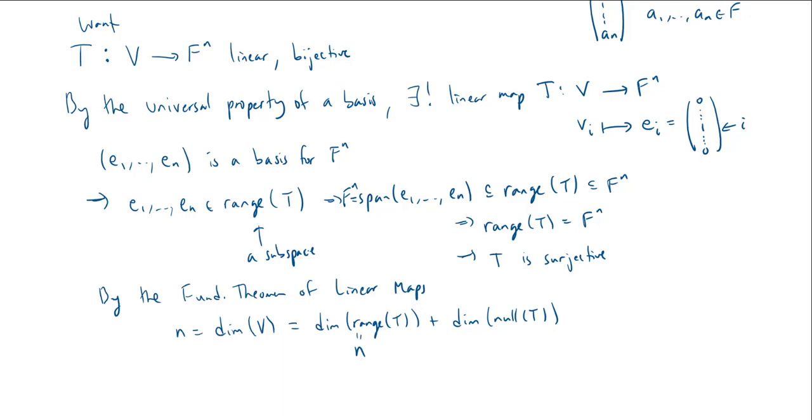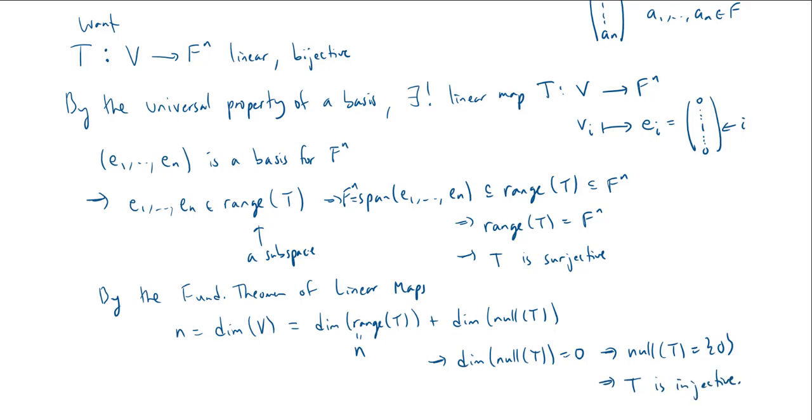Well, that means that n is equal to n plus some non-negative number. Well, that can only happen if the dimension is equal to 0. All right, well, there's only one space that has dimension 0, and that's the 0 space. So the null space of T is 0. But as soon as you know the null space of T is 0, that implies that T is injective.